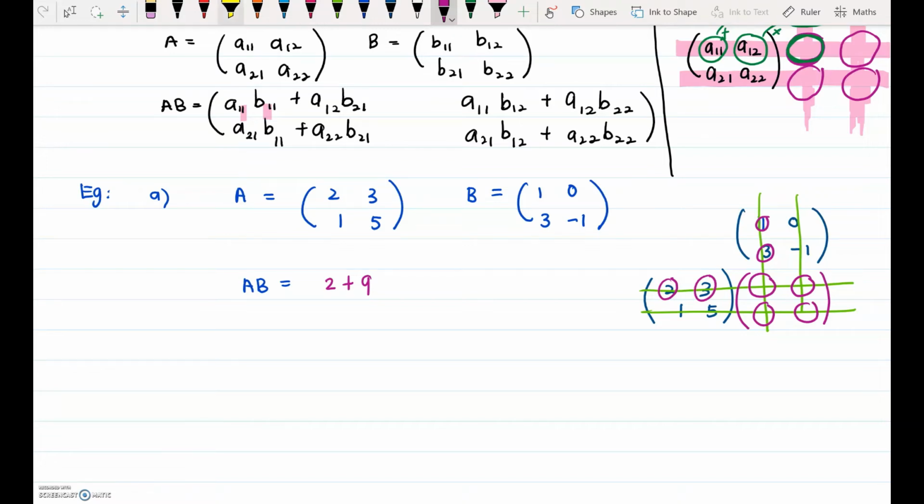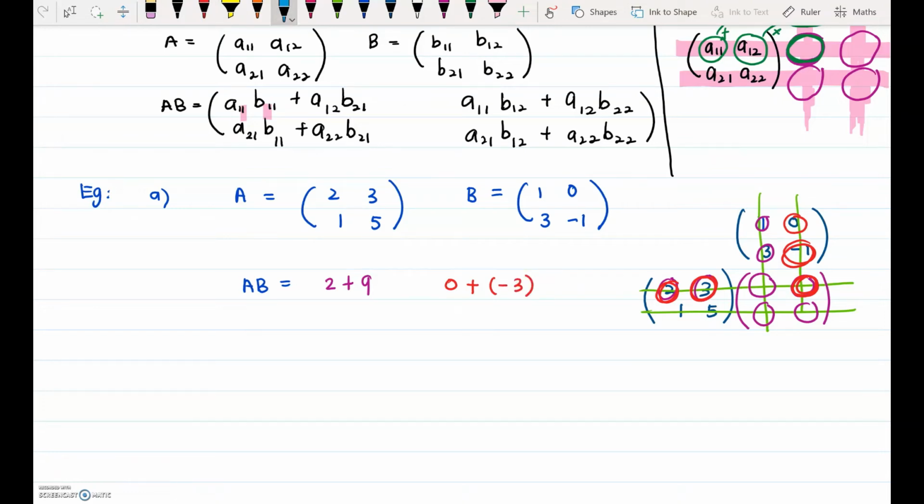Okay, continue next. For the second entry here, it will be 2 times 0, so it will be 0, plus 3 times -1. So you will get -3.